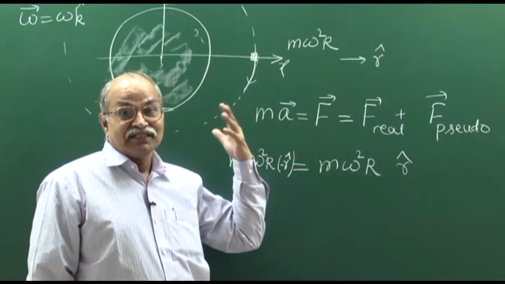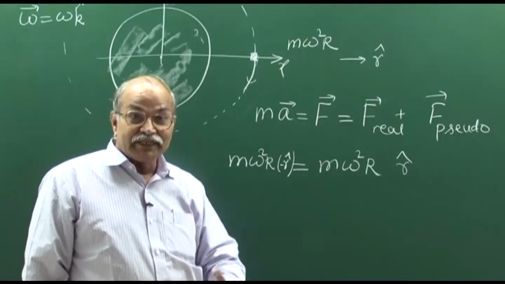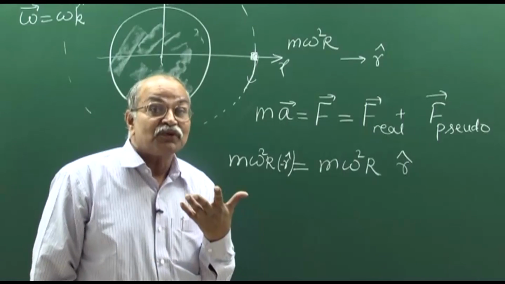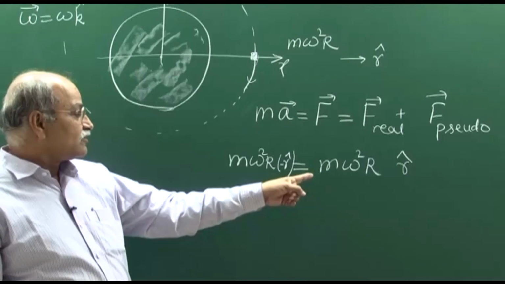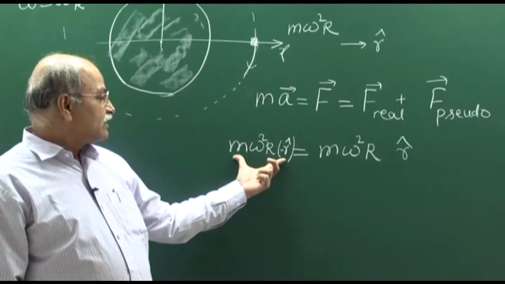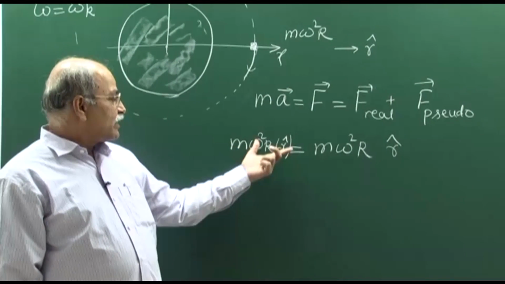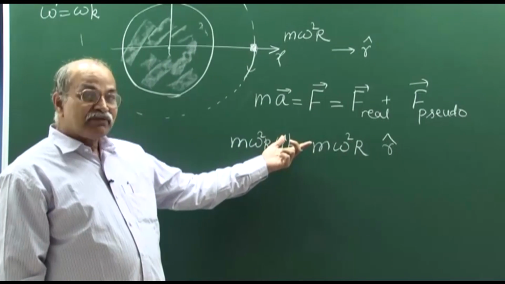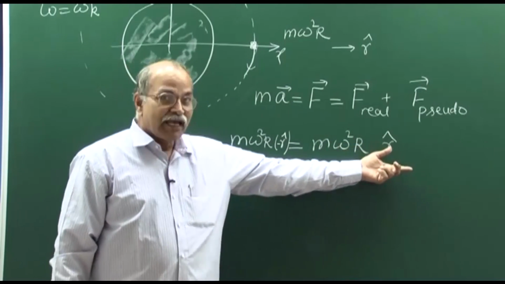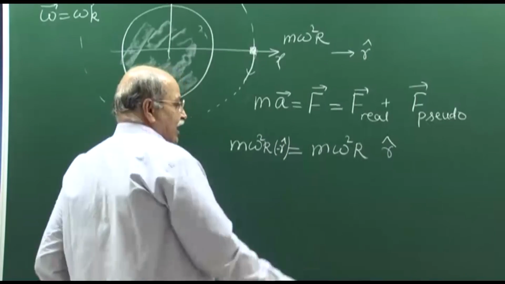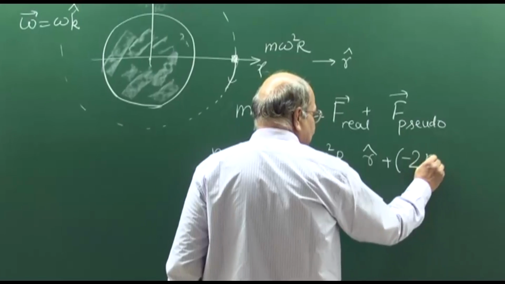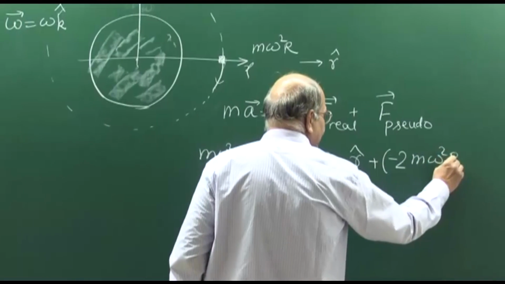So, that means in a rotating frame together with centrifugal force, we need some more pseudo forces. And how much should that be? If I am to get this m omega square r in minus r cap, and here it is m omega square r in r cap, what I should have is yet another force which is minus 2 times m omega square r cap.